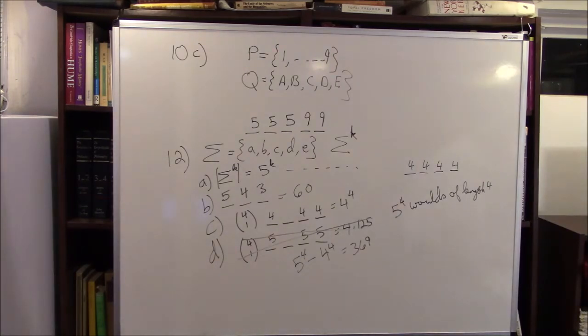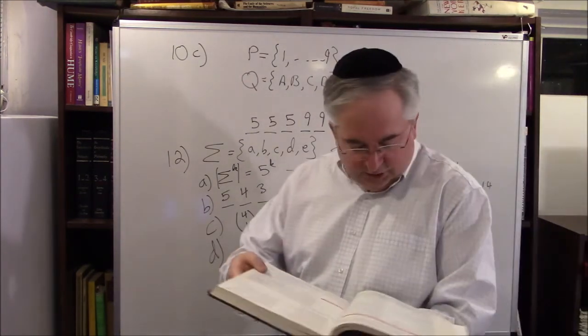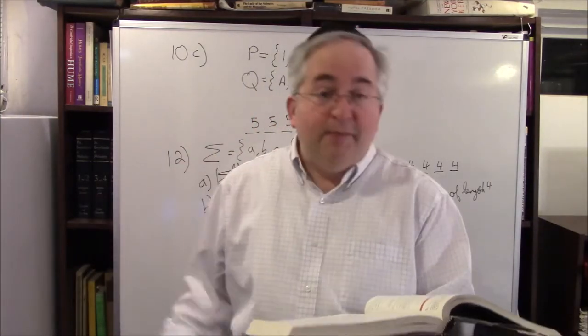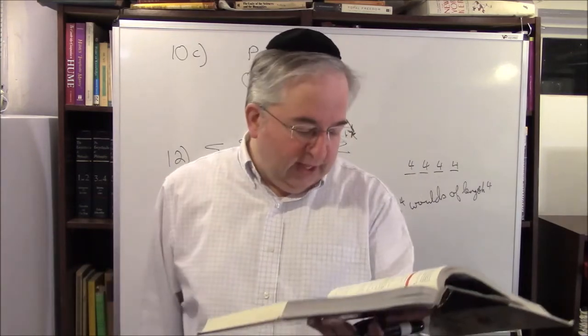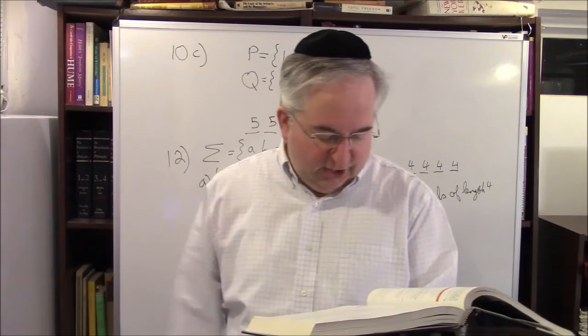Number 14 we're not doing, because let me just read it to you. This is the first example we did, but in the first example we did it with the set of numbers from 1 to 1,000. This is the set of numbers from 1 to 10,000. So you just have to change that.